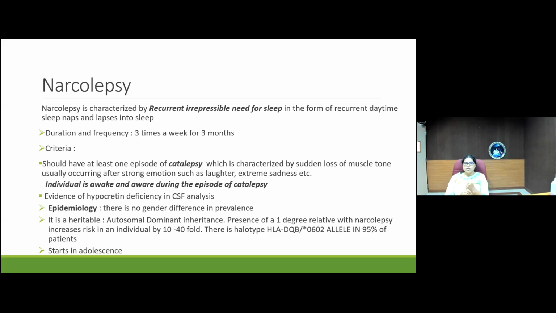Coming to its epidemiology, there is no gender difference in prevalence. It is often heritable. It has autosomal dominant inheritance. Presence of a first degree relative with narcolepsy increases the risk of the individual developing narcolepsy by at least 10 to 40 fold. It has been known that the haplotype HLA DQB1*06:02 allele is present in almost 95% of individuals with narcolepsy. Often it starts in adolescence and continues through adulthood. In some individuals, the illness intensity can decrease, but it often persists.